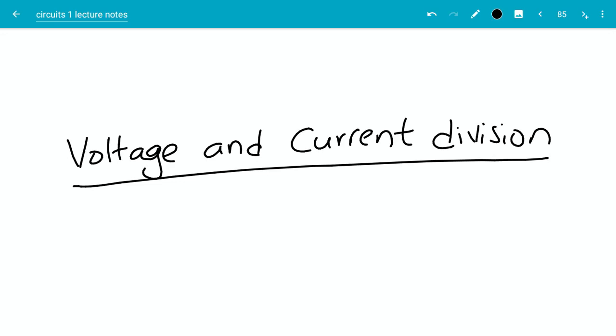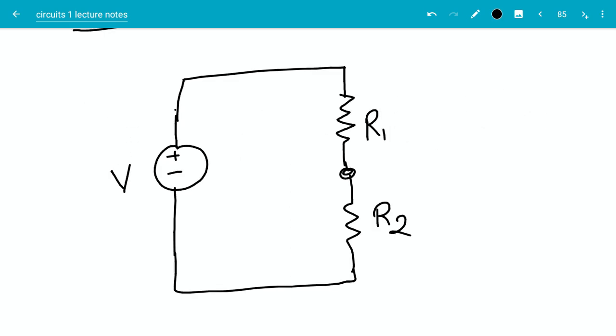Let's look at the consequences of connecting resistors in series and parallel. Say we have a voltage source V, which is connected across two resistors R1 and R2 in series as shown. Let's say there is a current I going through the resistors as shown.